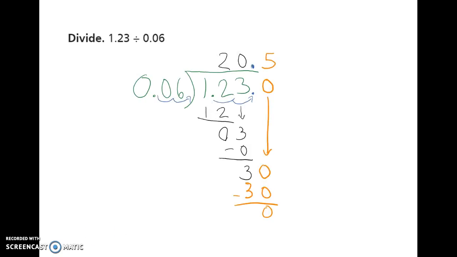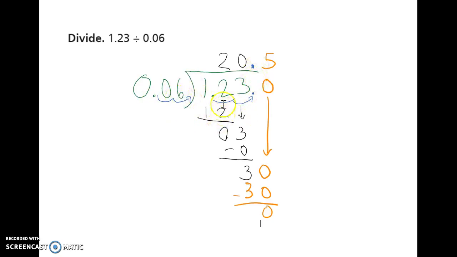Wow, that was a big problem. There was a lot to that. Hopefully you got 20.5, 20 and 5/10, or 20 and a half. But if not, let's just double check. There were, in my mind, 3 major pieces to this problem. One, first, was what I did in blue, moving the decimal place over so that you're not dividing by 0.06, you're dividing just by the whole number 6, and moving the decimal over here as well.